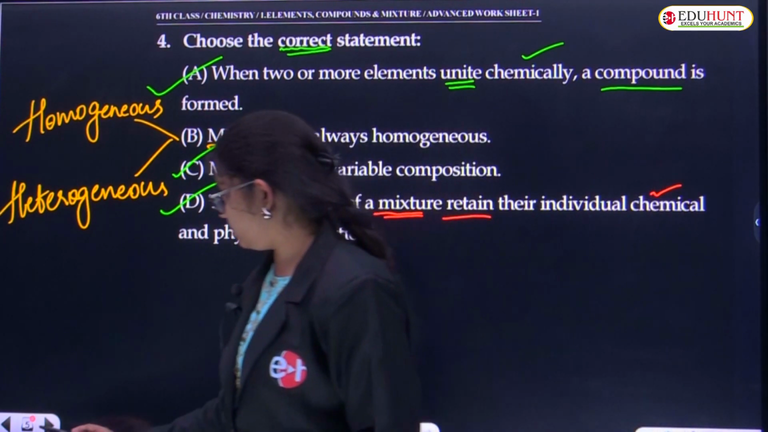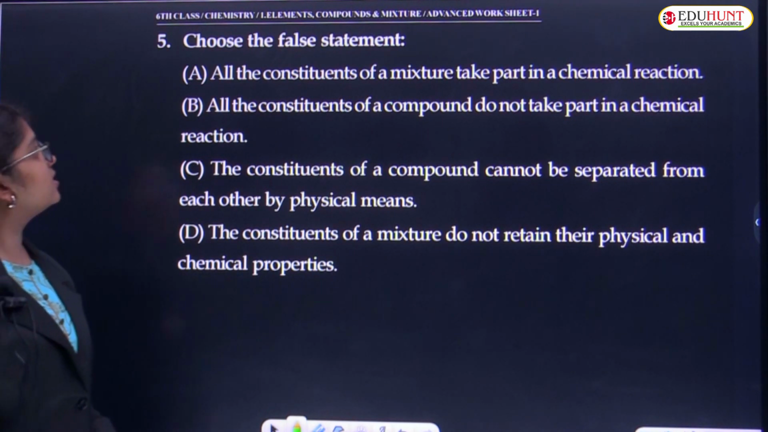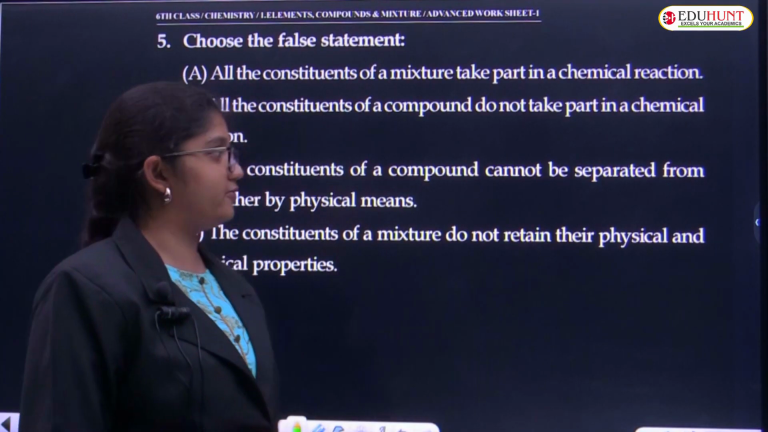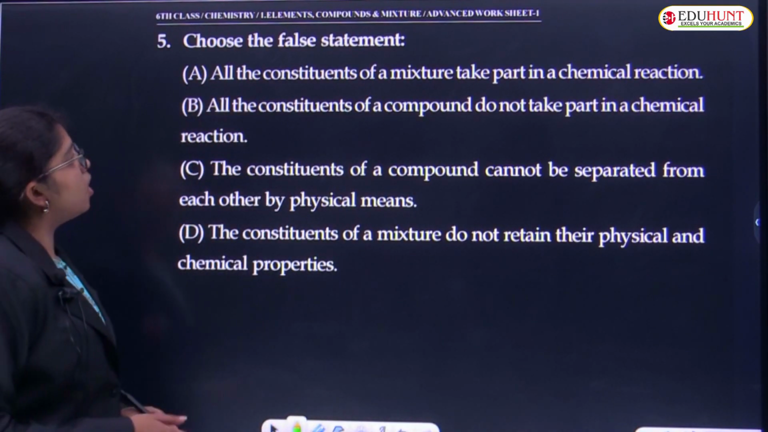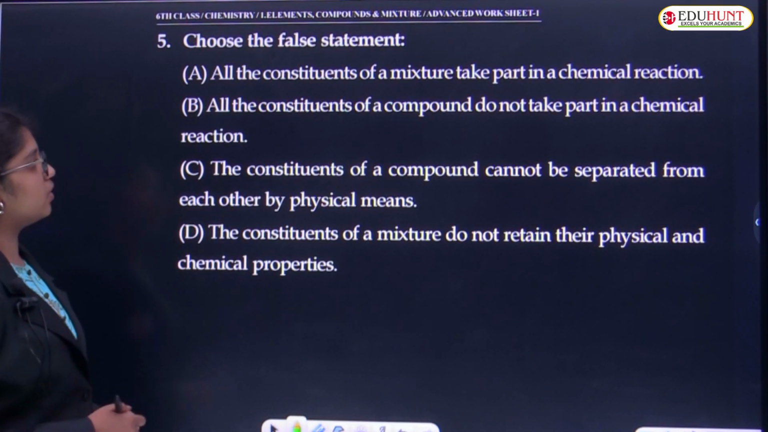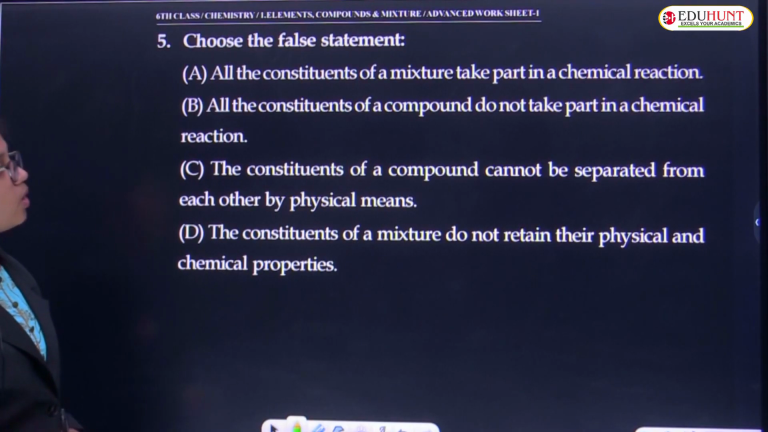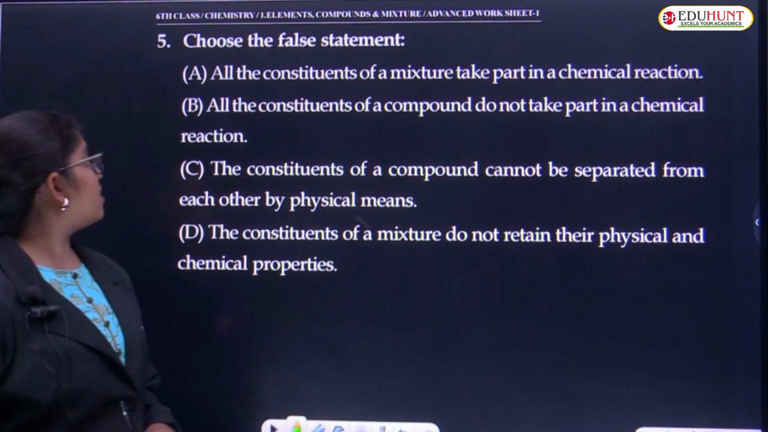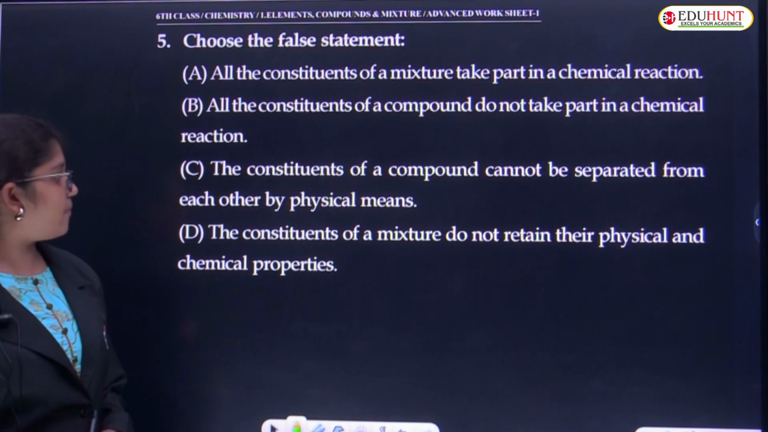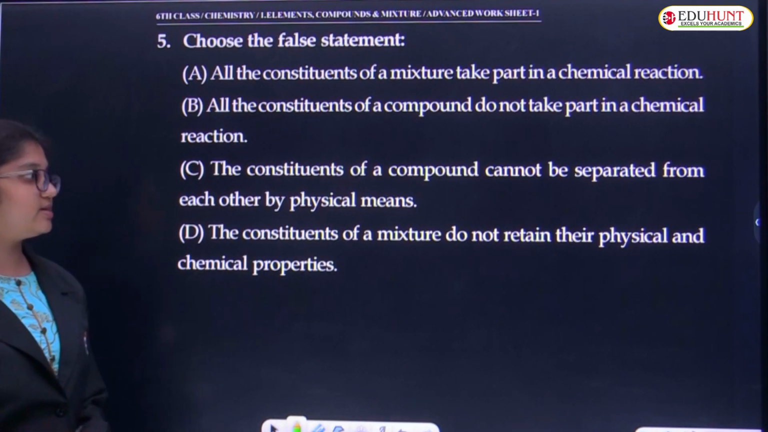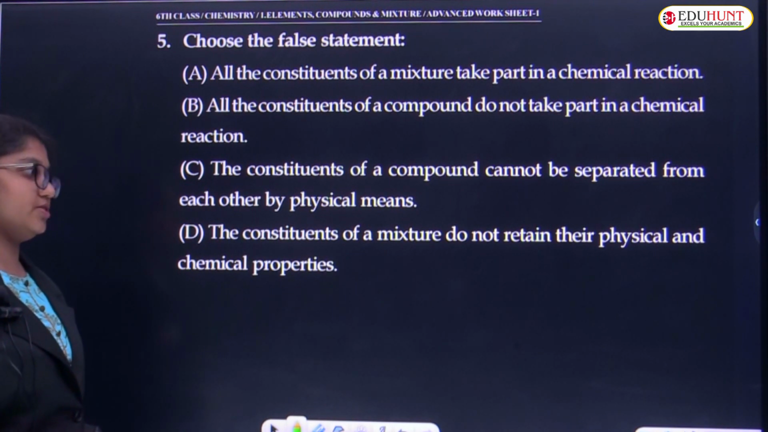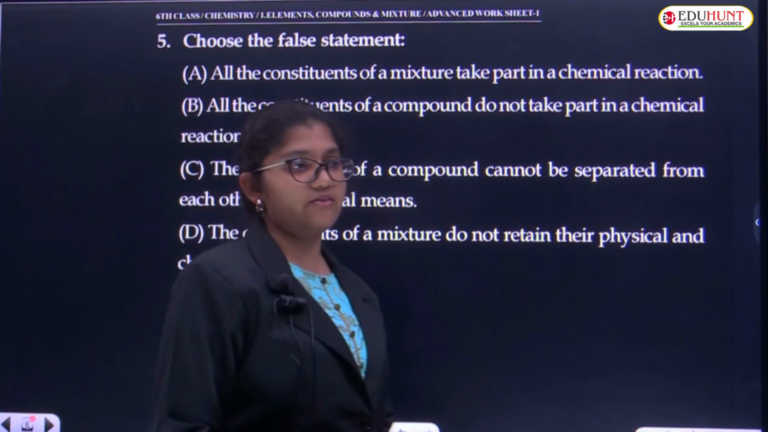Moving to the next question. Question number 5. Choose a false statement. Before, they gave a correct statement, now it is a false statement. Okay, identify. Option A. All the constituents of a mixture may take part in a chemical reaction. All the constituents of a compound do not take part in a chemical reaction. The constituents of a compound cannot be separated from each other by physical means. The constituents of a mixture do not retain their physical and chemical properties. Tell me now, what are the right options here?